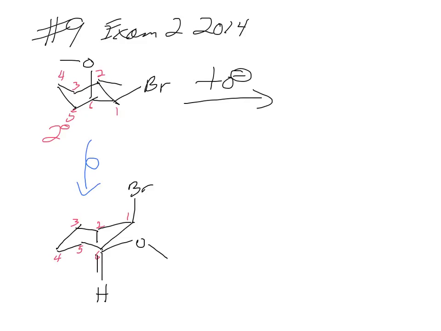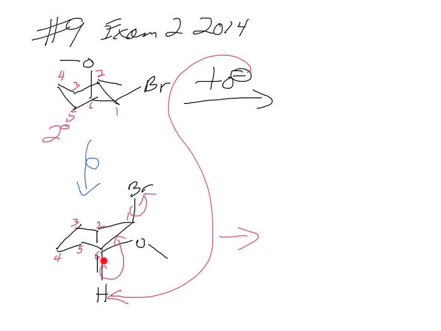So in this case, and you could have drawn it other ways, that goes there, because you can see this antiperiplanar relationship between the H and the leaving group. And so the new pi bond is between which two carbons? 6 and 1. Okay, then draw that in a ring.